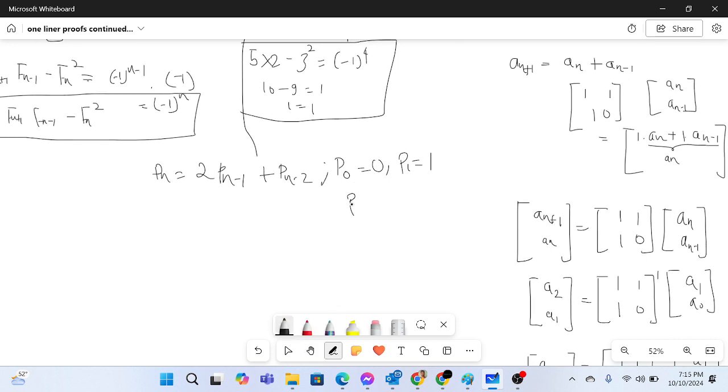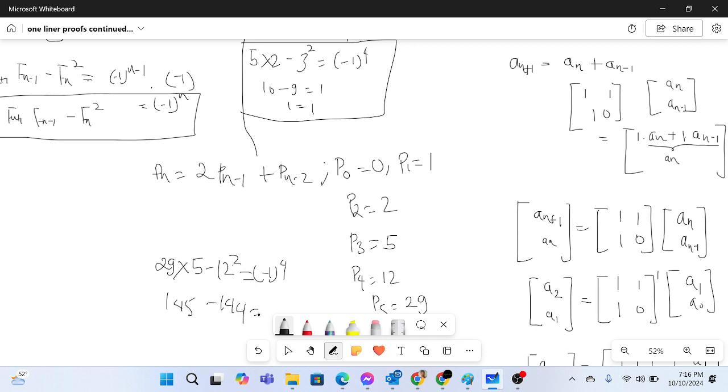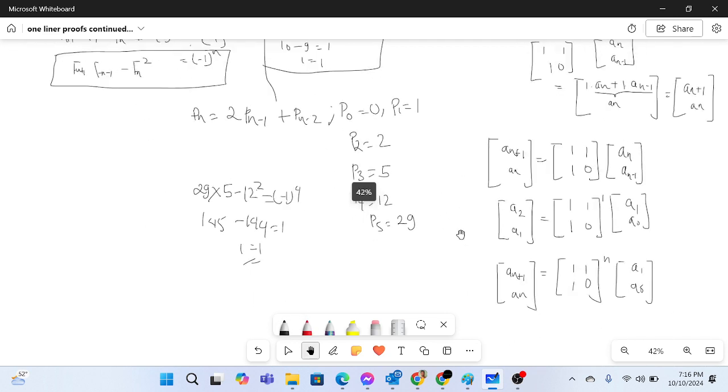So we know that P2 is just 2, P3 is 2 times 2 plus 1, which is 5, P4 is 5 times 2 plus 2, which is 12, P5 is 12 times 2 plus 5, which is 29. And now let's try: 29 times 5 minus 12 squared should be minus 1 to the power 4, right? Now this is 145 minus 144, which is 1, so it's true, 1 equals 1. So this holds true because it has to, since we have proved it.